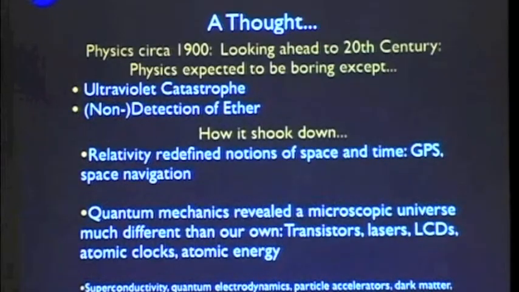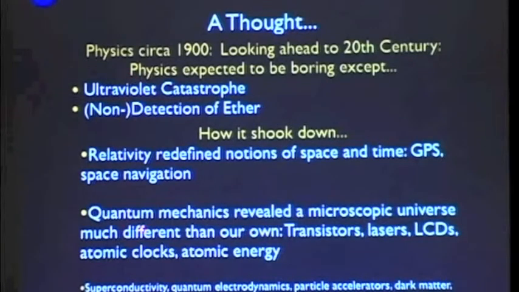we got the 20th century as we knew it. So the people that they were feeling sorry for ended up being Einstein and Bohr and Feynman and all these people that did these wonderful things that pushed the bounds of human knowledge further than they'd ever been pushed and faster than they'd ever been pushed before. Because of the non-detection of ether, relativity ends up redefining the notions of space and time, ushering in an era of GPS and space navigation and all this wonderful stuff.